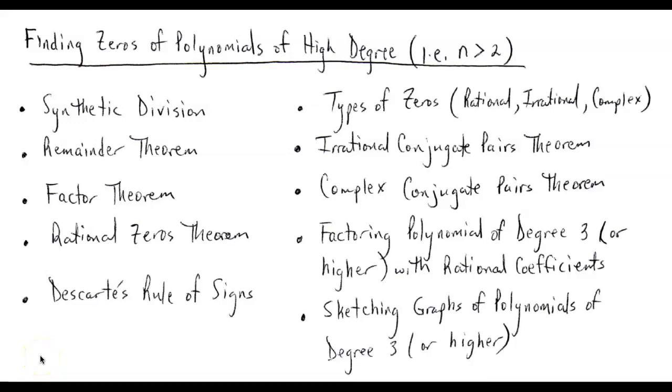This particular video will be about finding zeros of polynomials of high degree. And what we mean by that is polynomials that have a degree, or highest exponent, of more than 2, so 3 and above. To be specific, our main goal for this video is to show you all the tools and skills that you need to be able to factor down a polynomial of high degree, write that polynomial in its factored form, and then graph the polynomial.